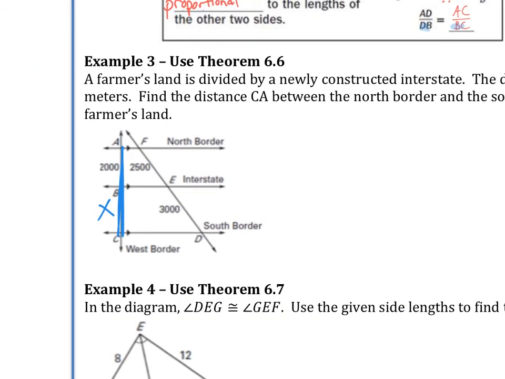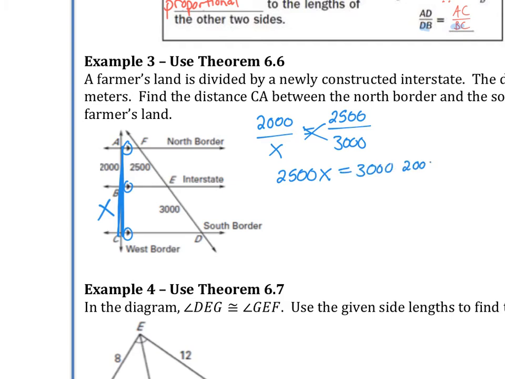So to find X, we're going to set up a proportion. And we can see that these lines are all parallel. So now we're going to do a proportion with the left side and the right side. On the left side, it will be 2,000 over X is equal to, on the right side, 2,500 over 3,000. And we will cross multiply and solve. We get 2,500X is equal to 3,000 times 2,000.